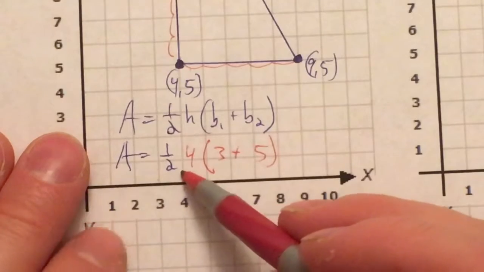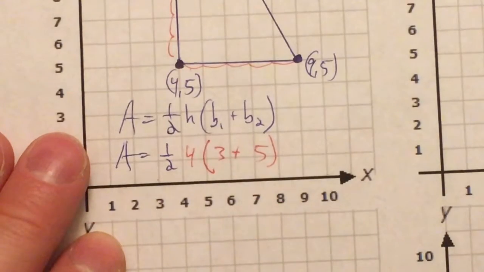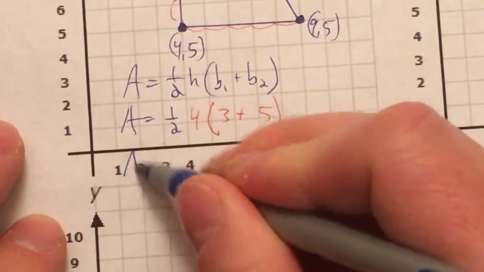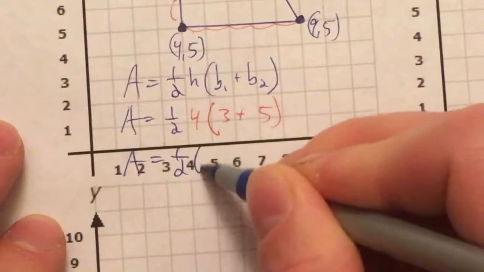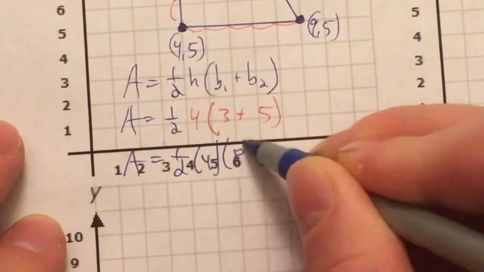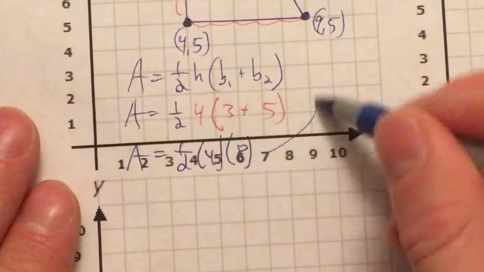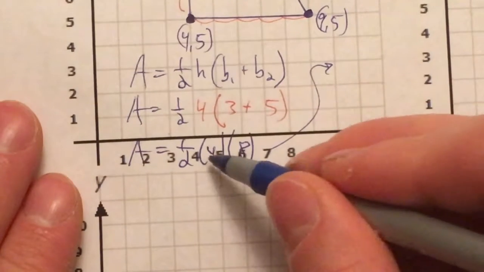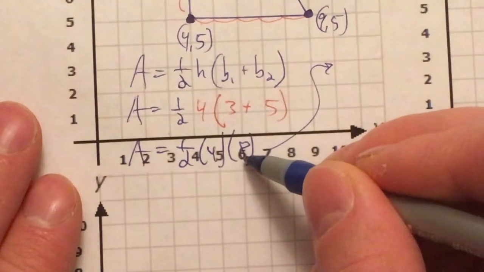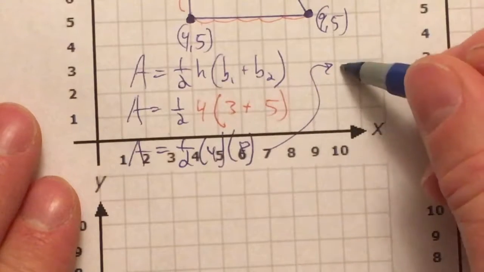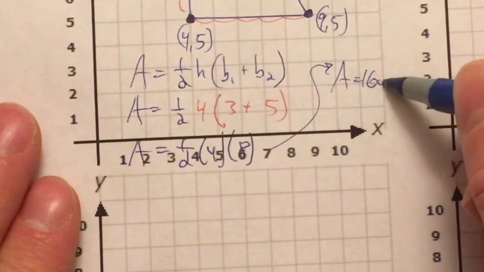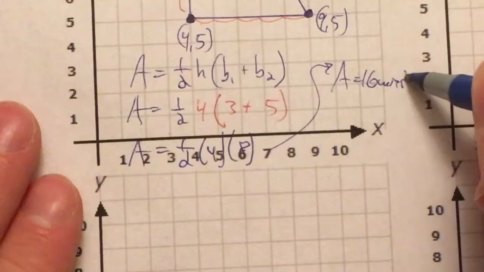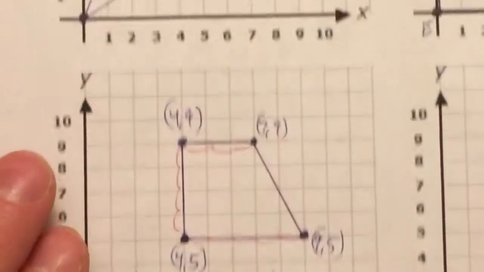Area is equal to 1/2 times 4 times 3 plus 5. 3 plus 5 is obviously 8. So it's 1/2 times 4 times 8. Excuse me for crashing in. 4 times 8 is 32. Half of 32 is 16. The area is equal to 16 square units. That's one way to do this.